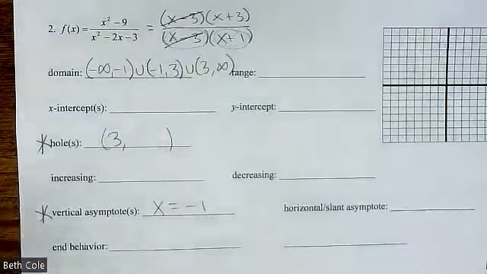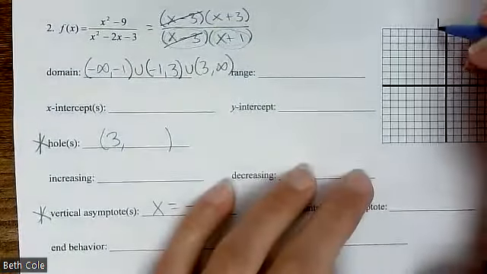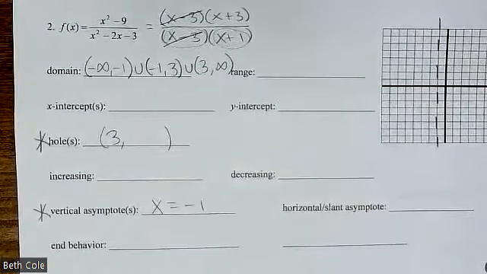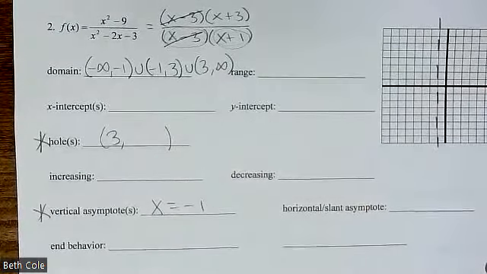And you can dot that in on your graph. And again, usually as soon as I find something, I go put it on the grid. It's the one that didn't cancel. So 3 canceled, so it's the hole. If it cancels, it's the hole. If it doesn't cancel, it's the vertical asymptote. Cancels is the hole, doesn't cancel is the vertical asymptote.